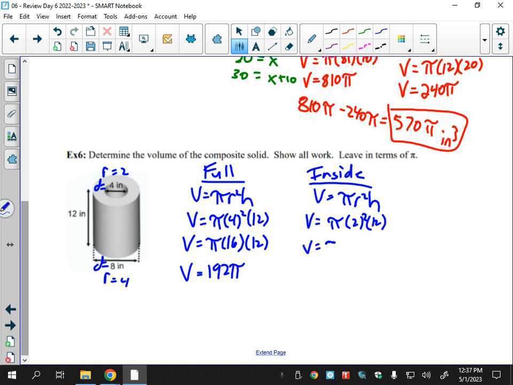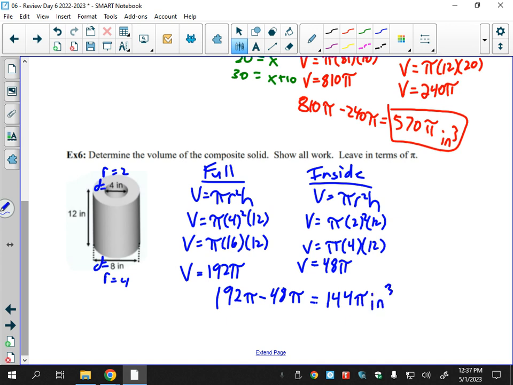2 squared is 4. 4 times 12 is 48. 48 pi, and then we're going to subtract because that inside one is carved out. Okay, so when we subtract 48 pi from 192 pi, we get 144 pi inches cubed.